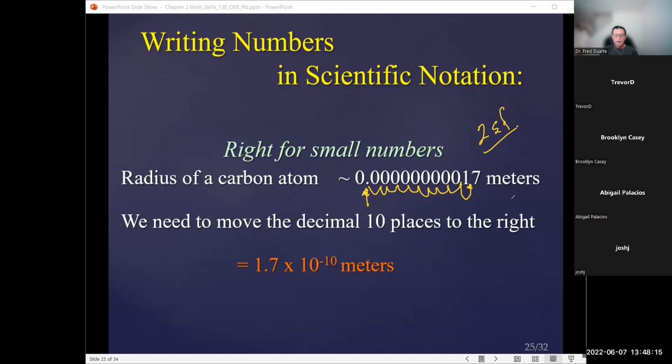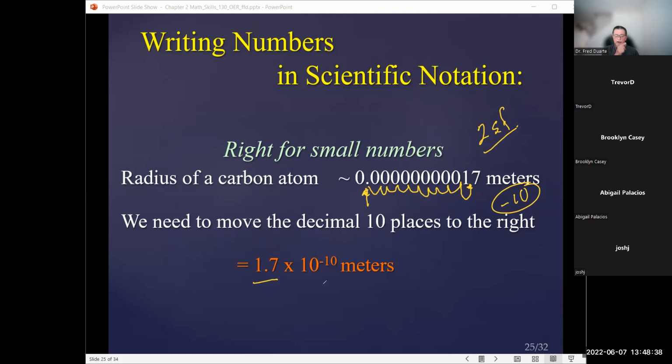1, 2, 3, 4, 5, 6, 7, 8, 9, and 10. Okay, so 10, and I make it negative because it is a number less than one, all right? And I stop right after the first integer, which is the one. So I write 1.7 times 10 to the negative 10, okay?